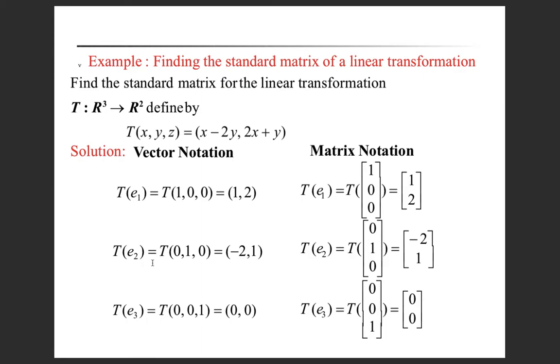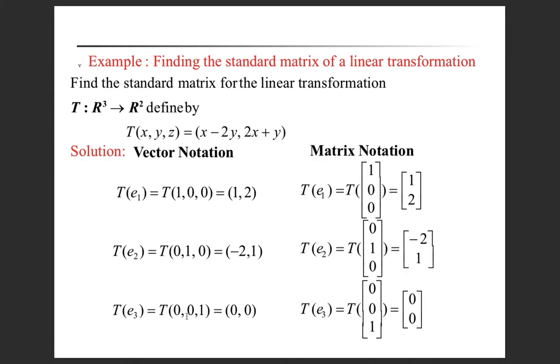Then T(e2), where e2 is (0, 1, 0). If we substitute (0, 1, 0), x equal to 0, y equal to 1 and z equal to 0 in the given transformation, then minus 2 into 1 is minus 2. Again here x equal to 0 and y equal to 1, so 2 into 0 plus y is 1. So in matrix notation, T(e2) equal to T(0, 1, 0) and the result is (minus 2, 1).